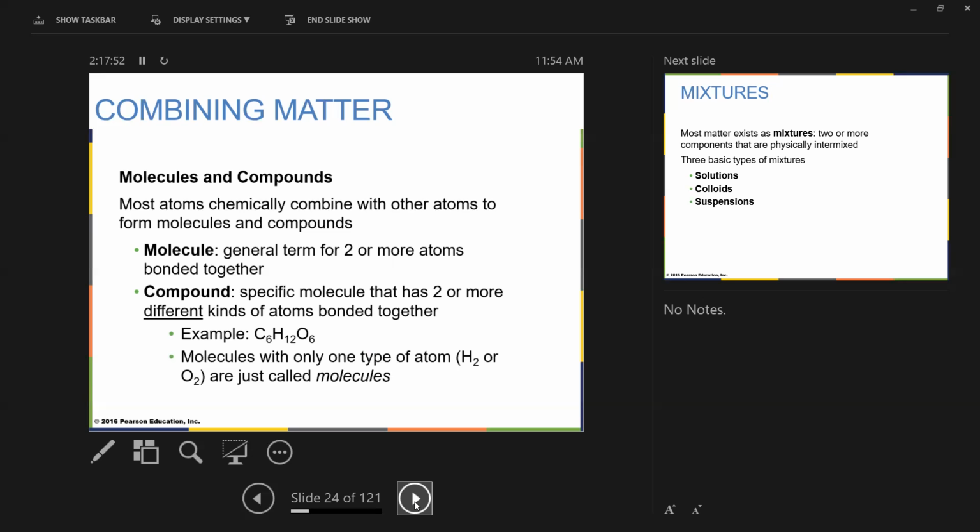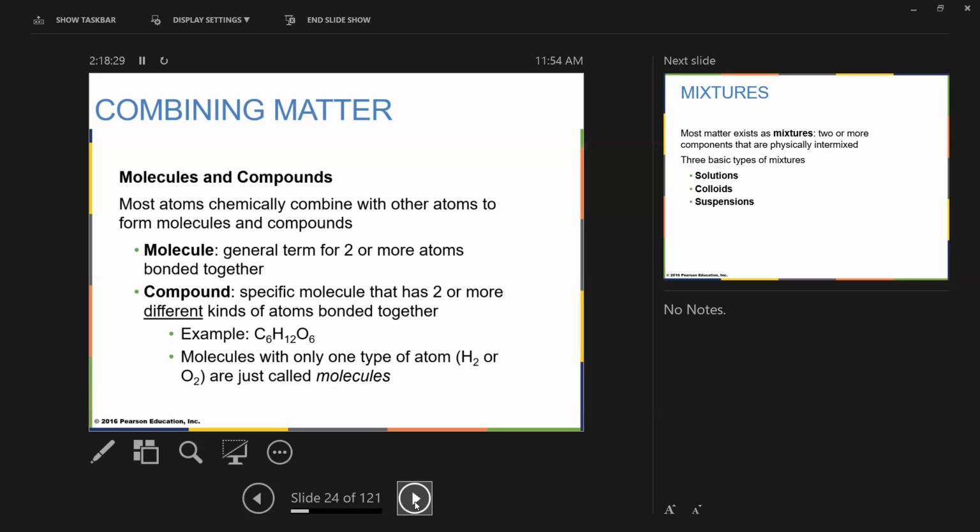Molecules and compounds. The term here is a molecule has 2 or more atoms of the same type bonded together, like 2 oxygens or 3 nitrogens. Compounds are different atoms chemically bonded together, like glucose, C6H12O6: 6 carbons, 12 hydrogens, 6 oxygens. But we tend to use the terms interchangeably. We say a molecule of water, a molecule of glucose. We just treat them as molecules.